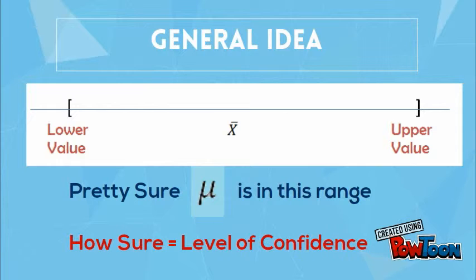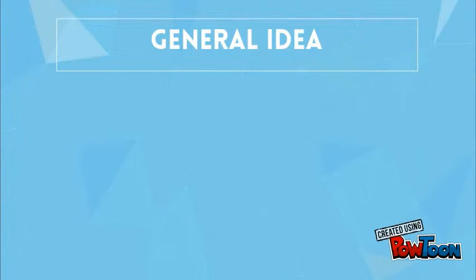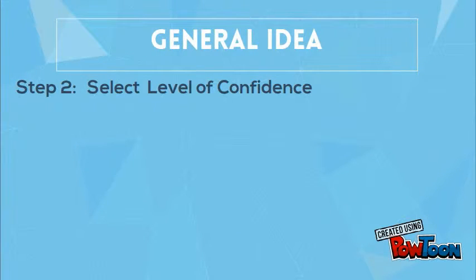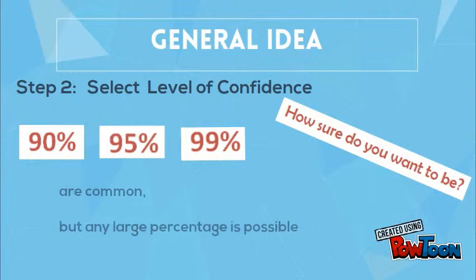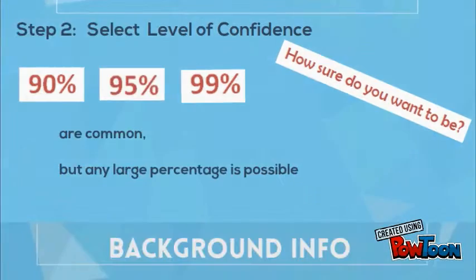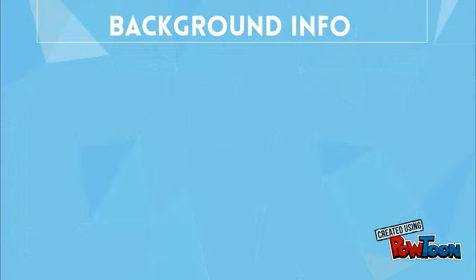How sure we want to be is referred to as the level of confidence. So our second step in the process is to select this level of confidence. Values are commonly selected as 95%, 90%, or 99%, but any large percentage is possible. Now we need some background information before continuing.